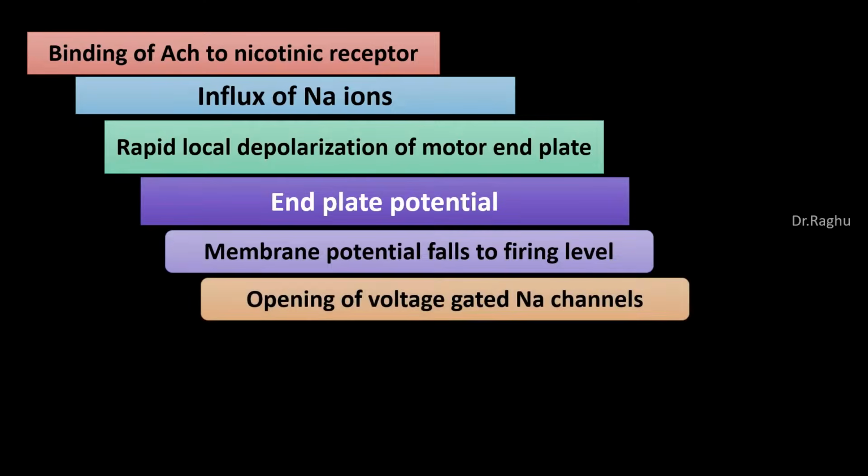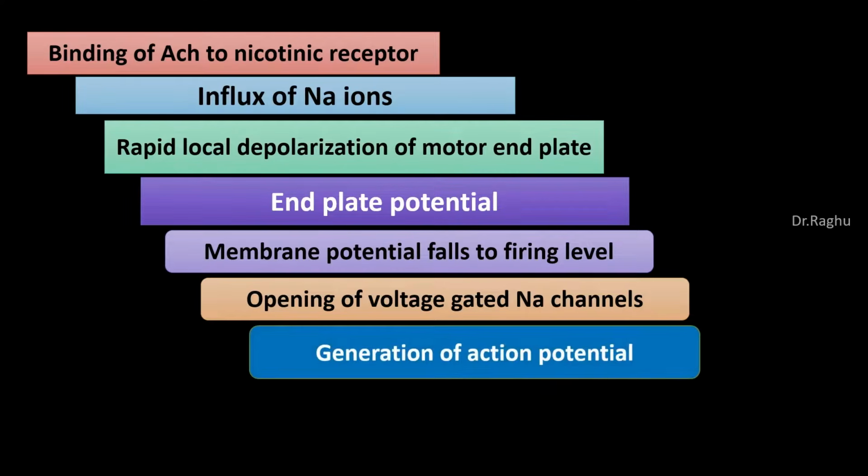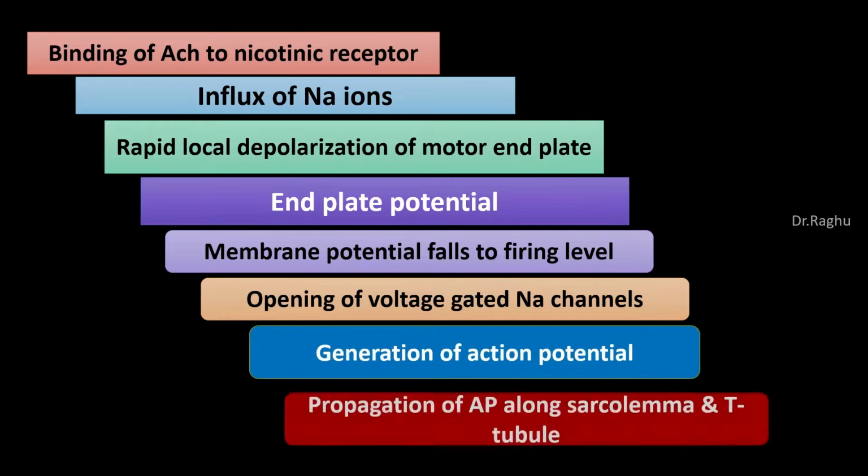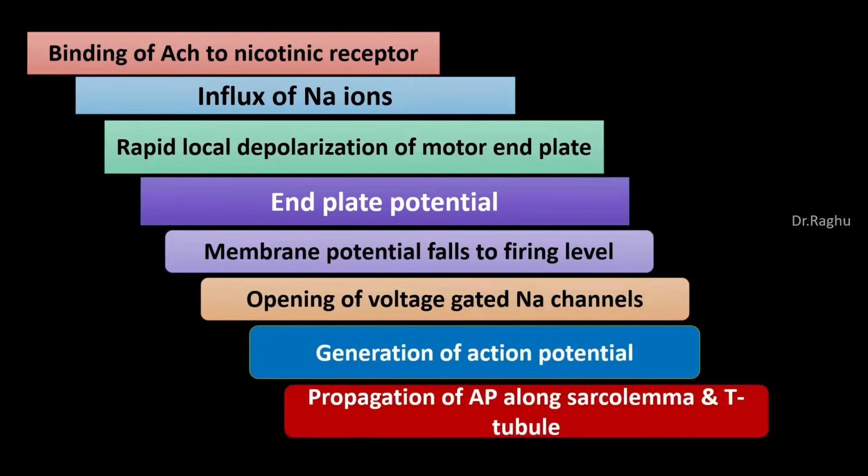Once it moves to the firing level, there is opening of the voltage gated sodium channels present deeper down in the subneural cleft. Once these open, an action potential is generated, and this action potential is propagated along the sarcolemma and also the T-tubule, which further causes influx of calcium into the sarcoplasm, and that triggers the muscle contraction. So this is how the neuromuscular transmission takes place.